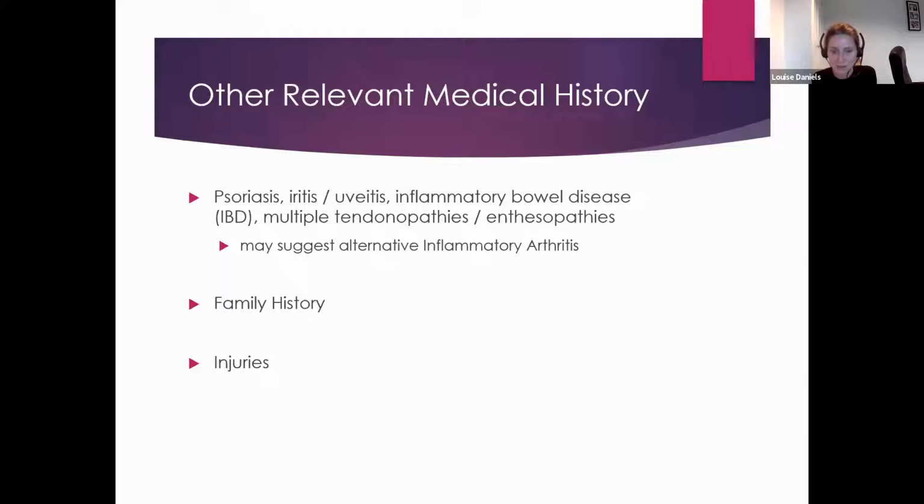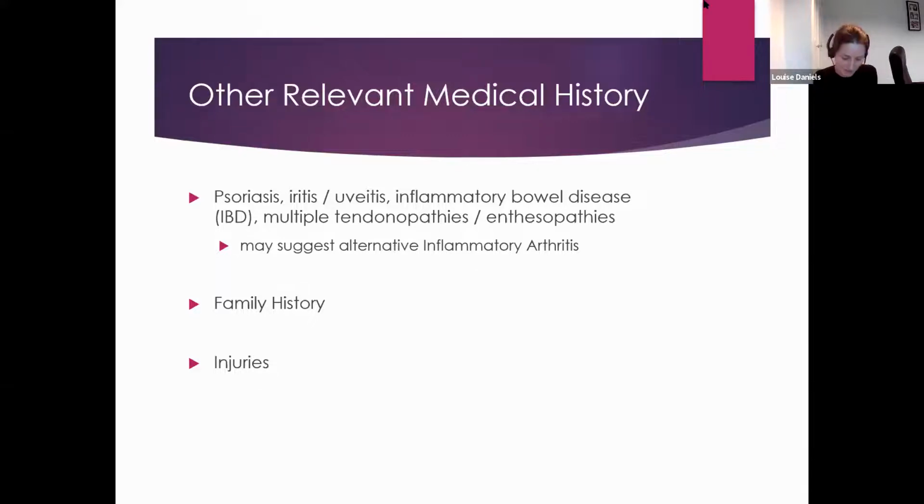Psoriatic patients tend to have a lot of tendinopathies and enthesiopathies, so there may be a history of tennis elbow, plantar fasciitis, Achilles tendonitis, and all of those things added together can make you quite suspicious that this is psoriatic arthritis in those patients. Family history, so is there a strong family history of RA or psoriatic arthritis, or is there a lot of osteoarthritis in the family?